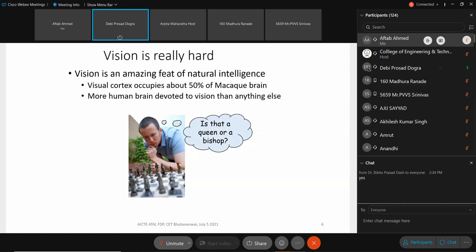So it's an amazing feat of natural intelligence. The portion of our brain that is occupied by the visual cortex is huge. For a typical macaque brain, it's 50%. So we can easily say that more of the human brain is devoted to vision than anything else. It's really hard. When you take a decision like, is that a queen or a bishop, you take it only after careful observation of the scene.